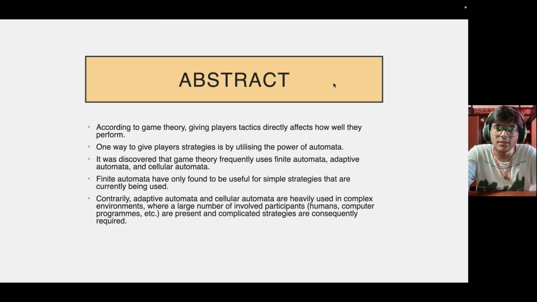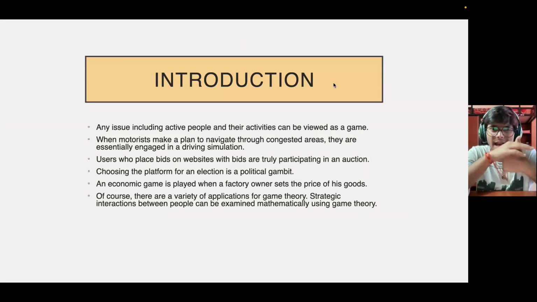Now we will see an introduction. Any issue including active players and their activities can be viewed as a game. When a motorcycle rider makes a plan to navigate through congested areas, they are essentially engaged in a driving simulation. They'll find the shortcut, like we have Google Maps, and this is also a part of a game, right?